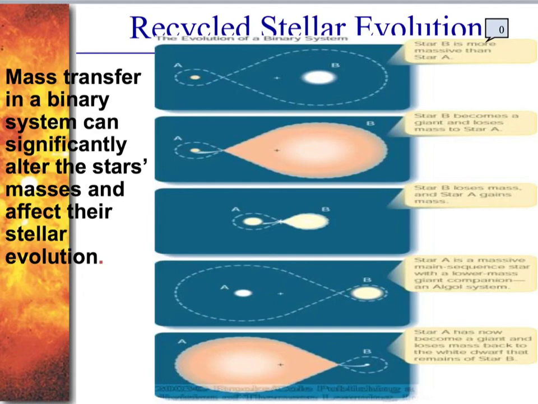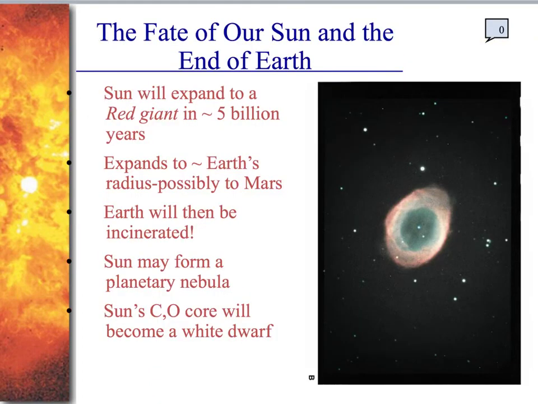So this can affect their stellar evolution, and this is where that Chandrasekhar limit really comes in. That mass transfer is really important in incorporating the Chandrasekhar limit, because a white dwarf star, once it has accreted mass that makes it greater than 1.4 solar masses, is no longer stable. That's called a nova, and we will talk about that more next time.